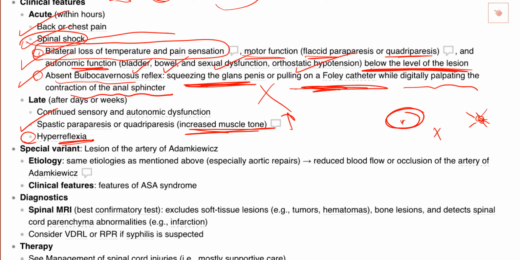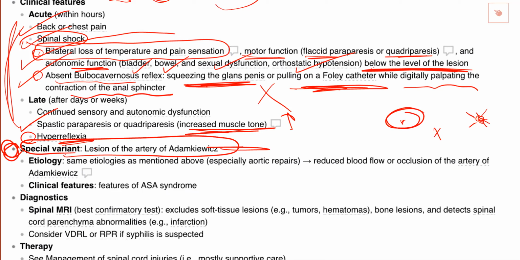This is called the anterior spinal artery syndrome. We have a very important variant in MRCS. Apart from spinal artery lesion, we have lesion to the artery of Adamkiewicz. Adamkiewicz's artery feeds the anterior spinal artery. So if we make aortic aneurysm repair, it leads to reduced blood flow or occlusion of the artery of Adamkiewicz.